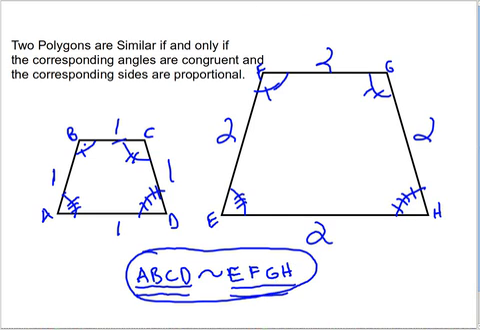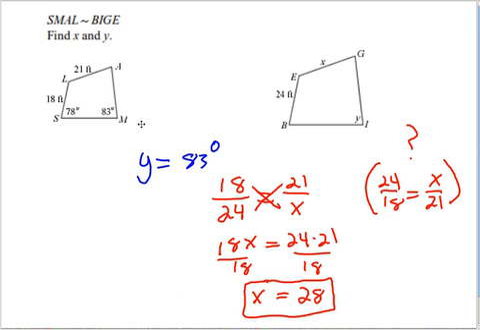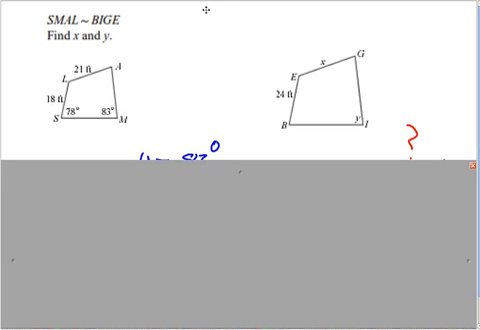Okay, last thing to point out is that this symbol right here means similar. That may be new to some of you. So similar is that symbol. Let's talk about an example over here. Let's just pull up the shade so we don't have to talk about one thing at a time. So in our example here, it says we have two quadrilaterals, one named SMAL, small, and one named BIGE, big. And we're supposed to find X and Y. So let's talk about the easy one first.